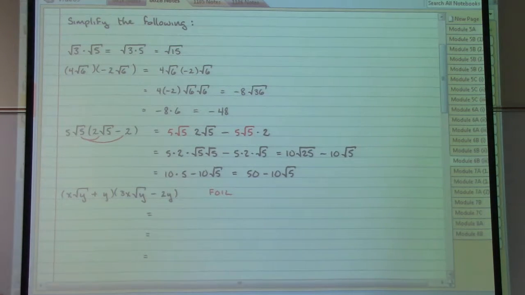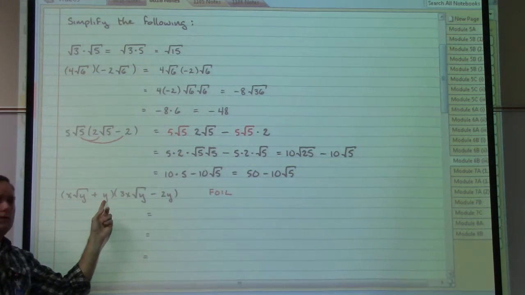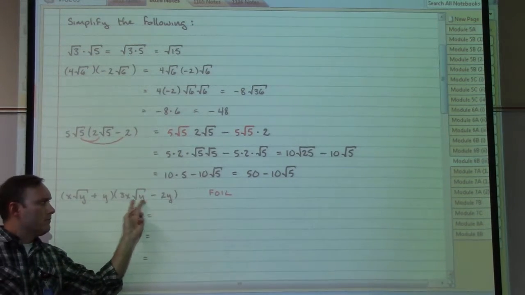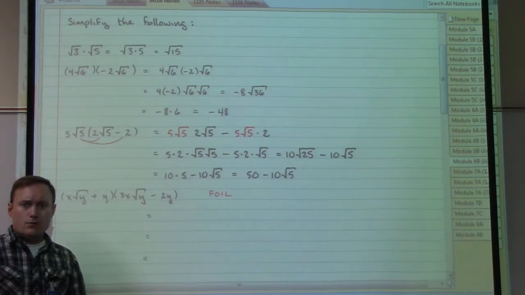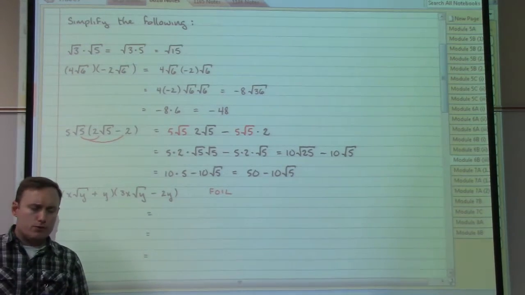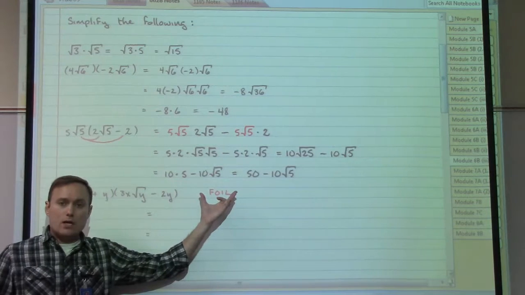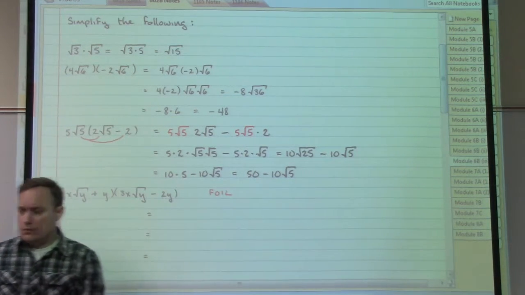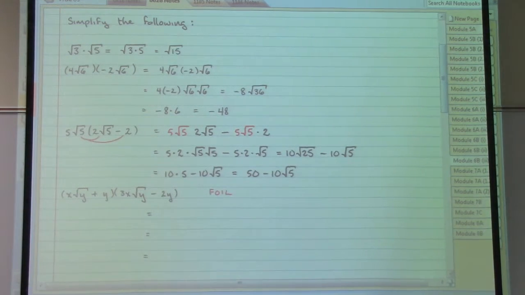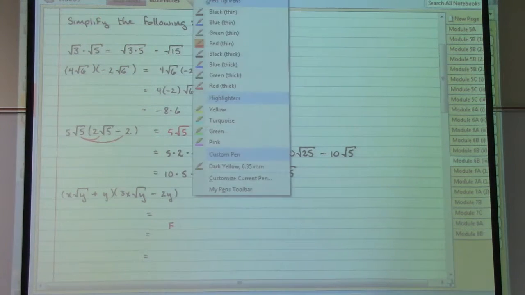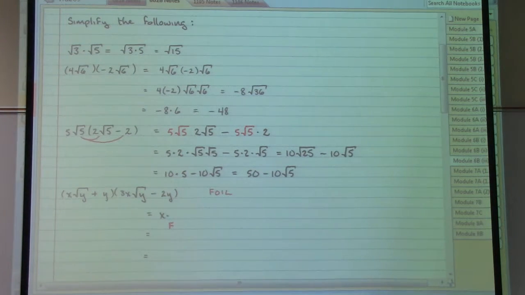With a problem like this, one term, two terms, one term, two terms. So we've got a binomial times a binomial. Yes, those square roots are appearing, but we have a binomial times a binomial. And when we talked about those before, we said FOIL. F for first, meaning that we would have our x square root of y times 3x square root of y.